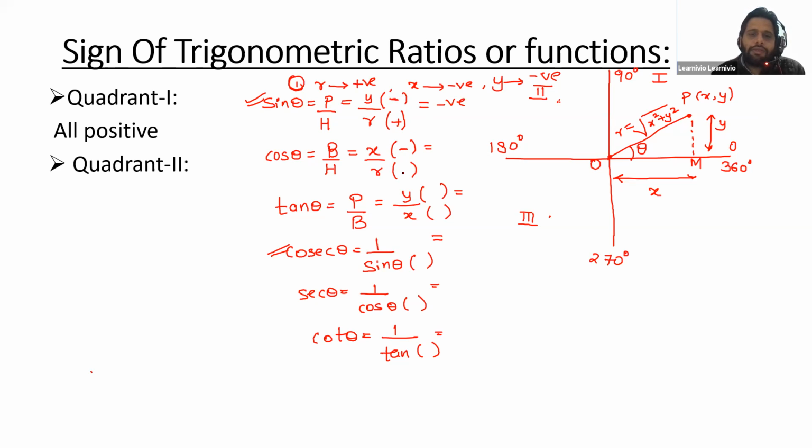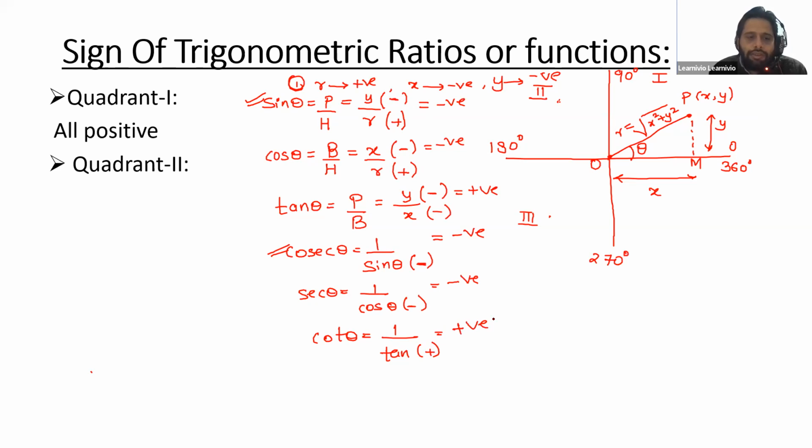Cos is what? X is negative, r is positive. We will get a negative. Tan is what? Y negative, x negative. This will give us positive. Cosec is 1 by sine. Sine is negative, so we will get a negative. Cos is negative, that's why sec is negative. Tan is positive, so cot is positive.